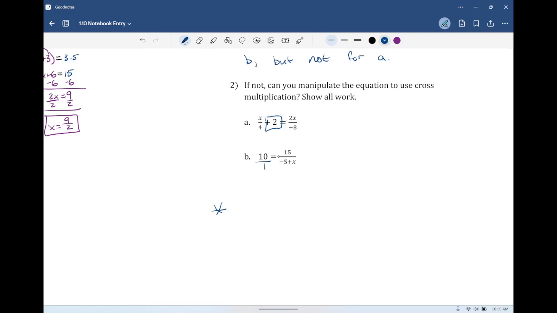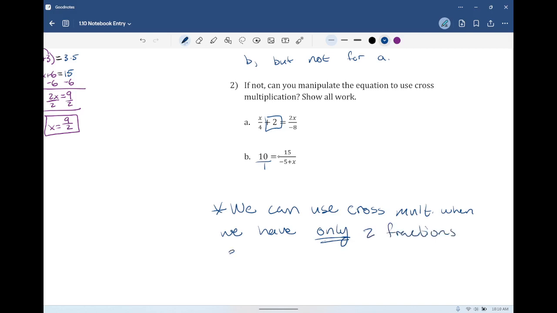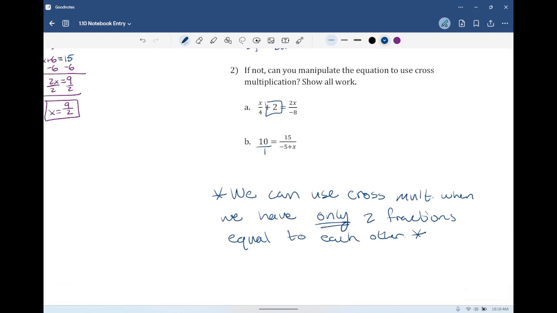This plus 2 is going to be the thing that is immediately stopping us from just going to cross multiplication. And so when we think about cross multiplication, the big key takeaway that we need: we can use cross multiplication when we have only 2 fractions equal to each other. We can use cross multiplication when we have only 2 fractions equal to each other. That 2 is going to fully throw off our game.